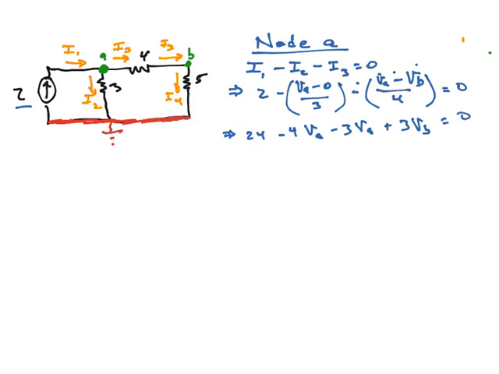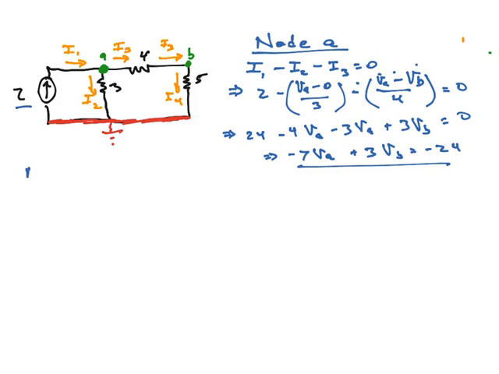And then, because I know I'm going to be doing this algebraic stuff, I'm going to get all the VA and VB on one side, all the numbers on the other. So I have minus 4VA minus 3VA is minus 7VA plus 3VB is equal to minus 24. There's my equation, and I have to leave it alone for now because I can't do anything more.